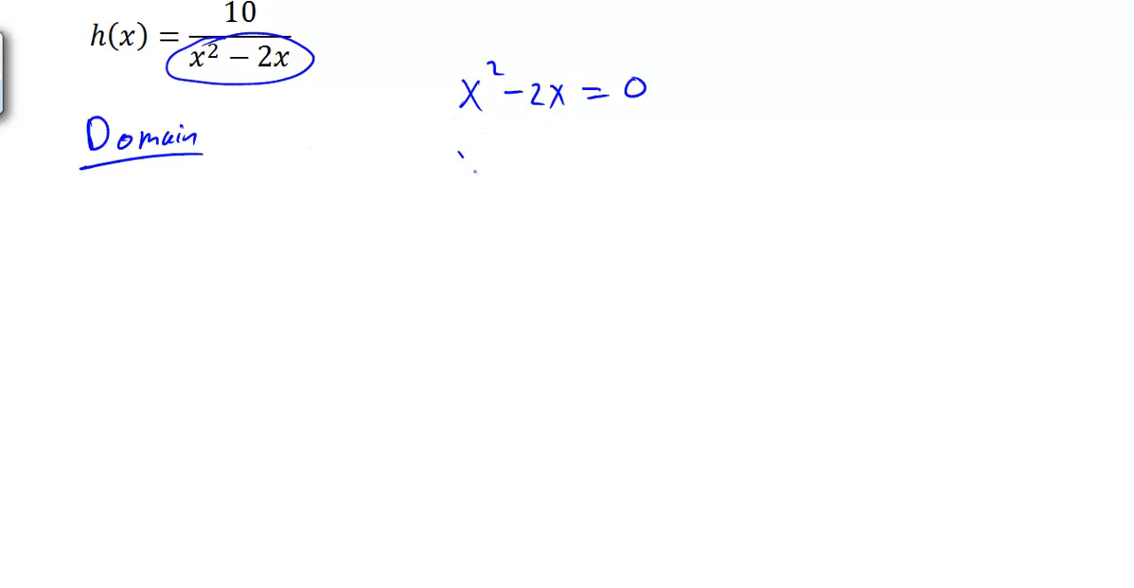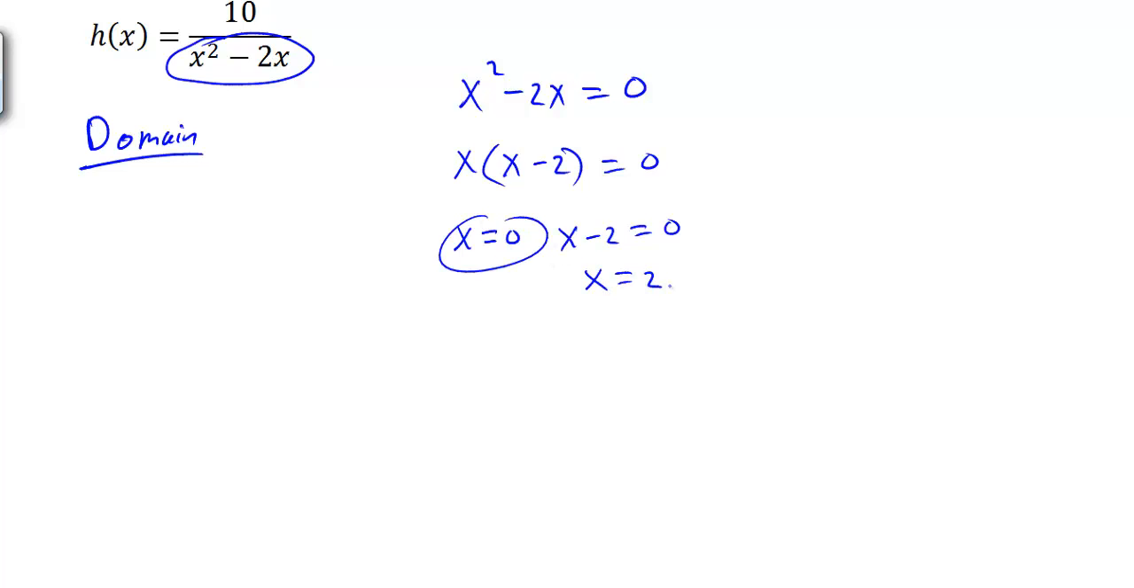And here we can factor out an x, and we'd be left with x times x minus 2 equals 0. Set each factor equal to 0, so x equals 0, x minus 2 equals 0. So x equals 0, and x equals 2. Now, keep in mind, these are the values that give us 0 in the denominator. So these are values that are not part of the domain. Okay, so these are not in the domain.